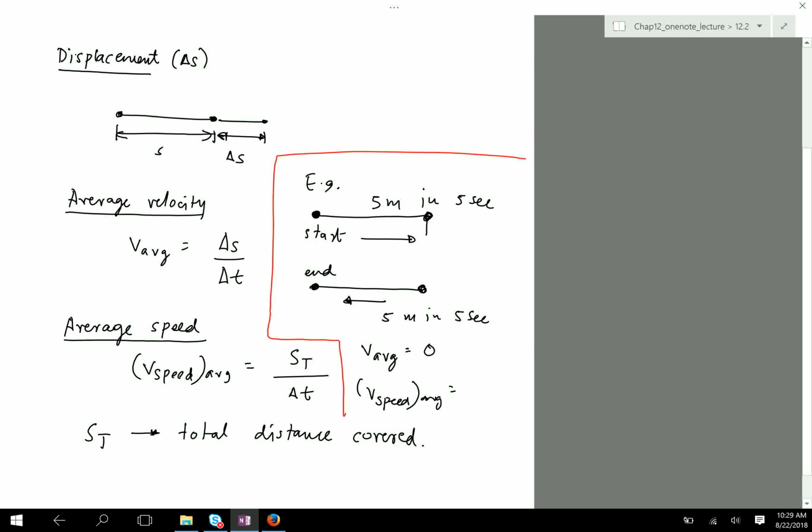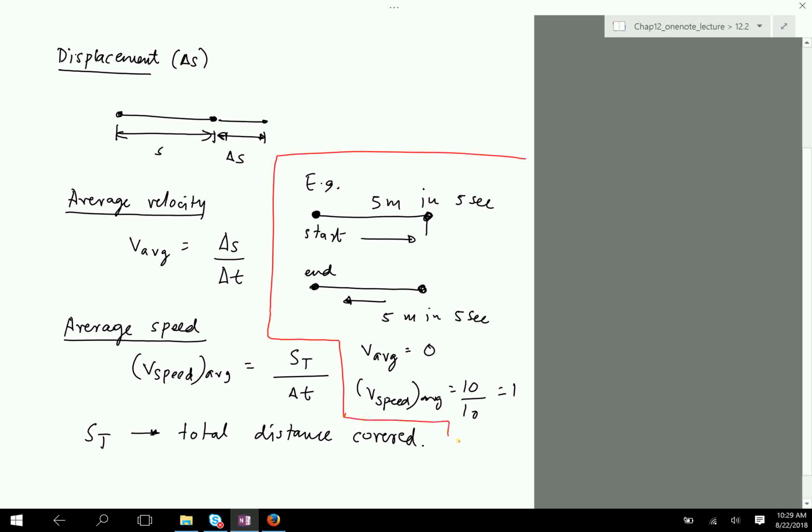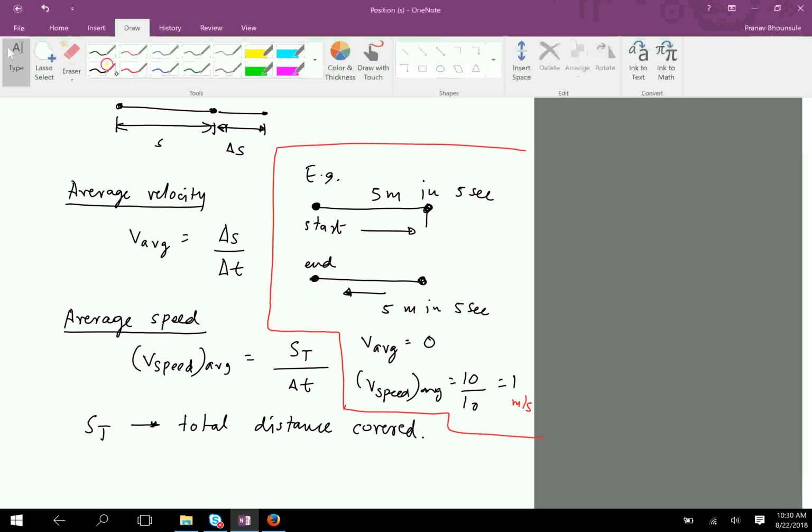It's going to be, well, you covered 5 meters up, 5 meters down, so you covered 10 meters, and that was done in 5 seconds up, 5 seconds down, so 10 meters in 10 seconds, so it's going to be 10 divided by 10, which is 1 meter per second. Okay, so that's the difference between average speed and velocity.